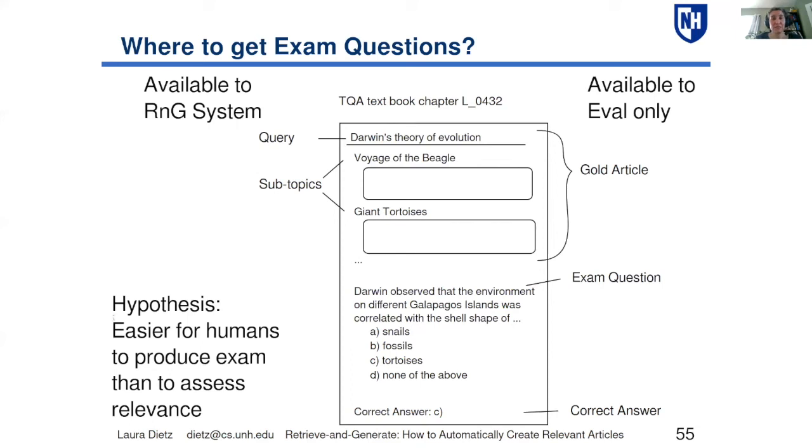In the study that we did, we used questions that came with the textbook. The way it worked, in TREC-CAR year three, is that we derived queries and subtopics from textbook questions. We gave the query and the subtopics to the user and said, hey, generate us a good article with 20 passages. And secretly, we held out these exam questions. So the retrieve and generate system was not allowed to use these questions. We also had a gold article, which allows us to evaluate with things like Rouge. And EXAM, our metric, was using these questions to see how good the articles were that the user was generating.